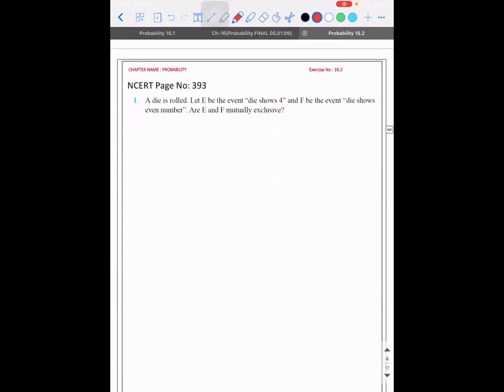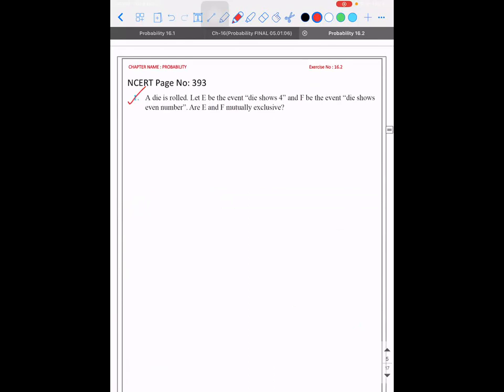So we'll do one last problem and then the remaining we'll complete tomorrow. Okay. A die is rolled. Let E be the event where the die shows 4. F be the event where the die shows an even number. Are E and F mutually exclusive?